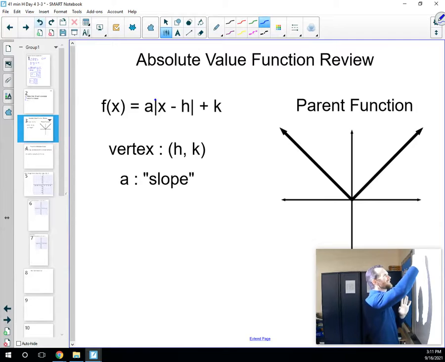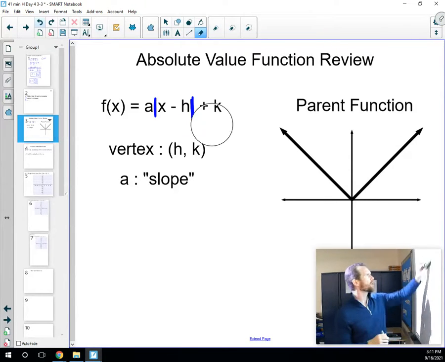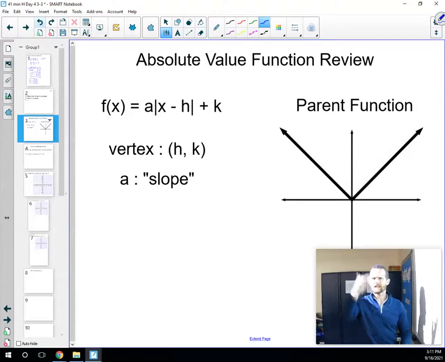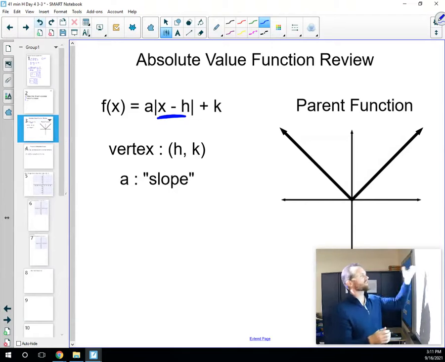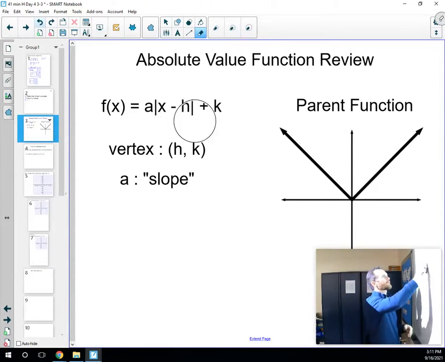Now, don't think that has anything to do with absolute values. We're going to see other functions this year where it's x minus h and we have to change the sign. Don't think a negative always becomes positive in absolute value. It's got nothing to do with that. We just change the sign because it's right there with x, inside the most important part of the function. We can think of it that way.